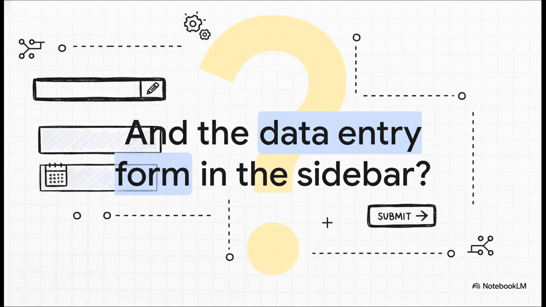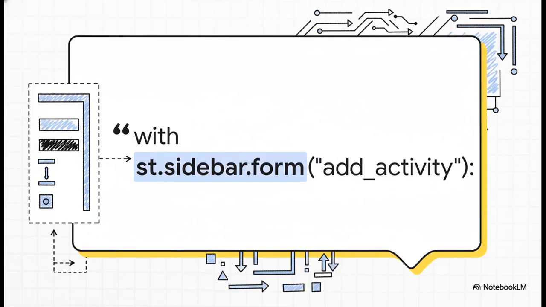But what about something a little more complex, like that Add Activity form in the sidebar? I mean, it's got a few different fields, a button. Surely that has to be more complicated, right? You'd think so, but again, it is shockingly straightforward.